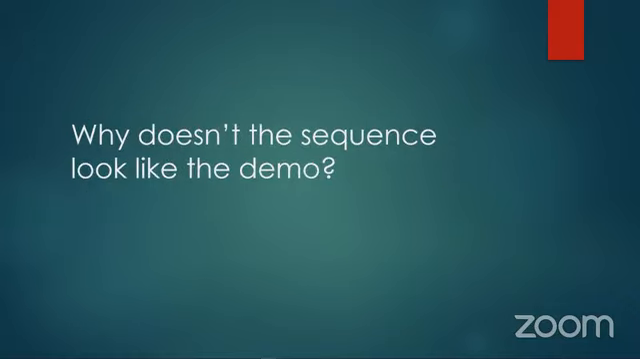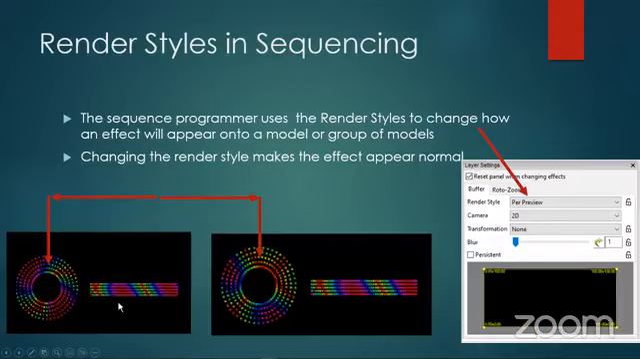So why doesn't the sequence look like the sequence in the demo? Well, that's the exact same question, just reworded. Things are always going to be different, because unless you have exactly the same models, things will appear different. For example, if we go back here, the way this butterfly effect is applied to that wreath is slightly different than the way it is applied to that matrix side by side.